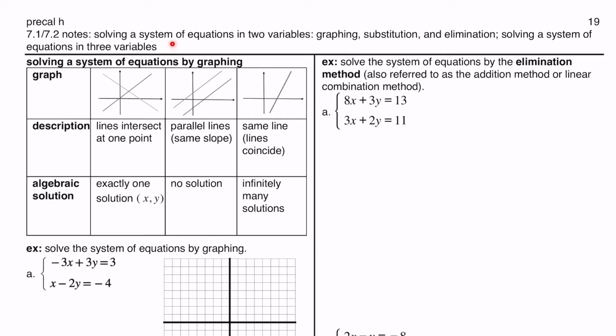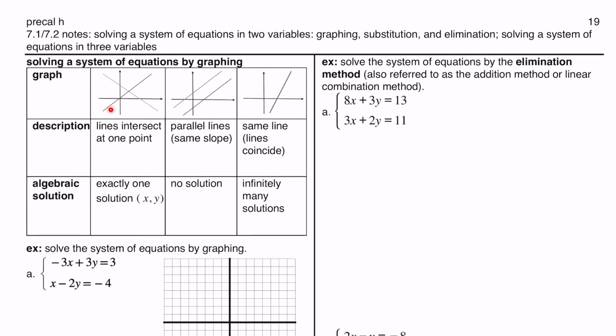In this lesson, we're going to go over solving a system of equations in two variables by graphing, substitution, and elimination, and then we're also going to solve a system of equations in three variables. When you have a system of two equations, you have three things that can happen.